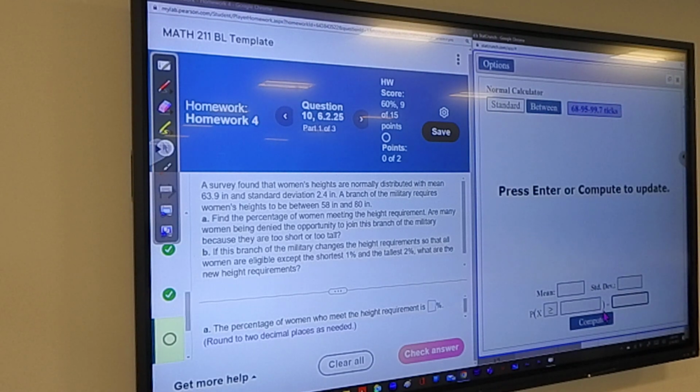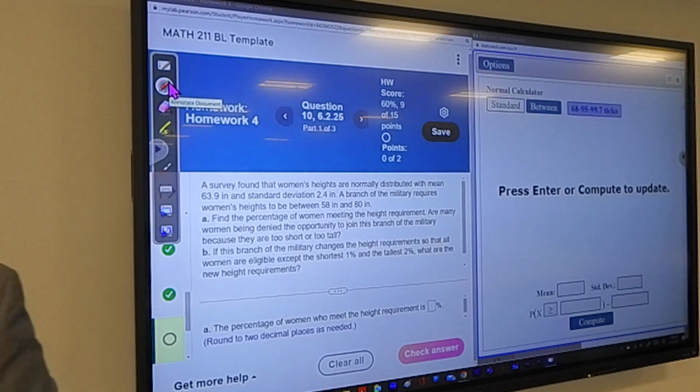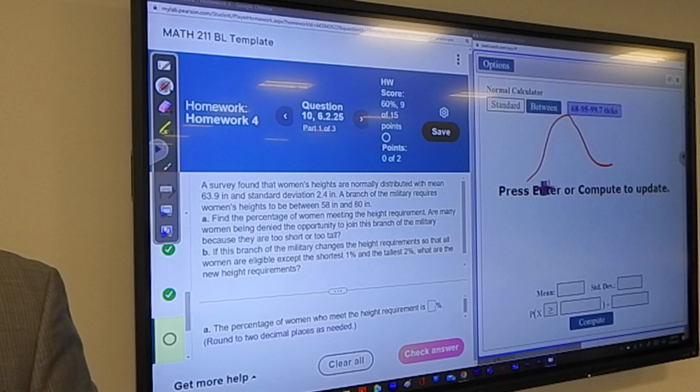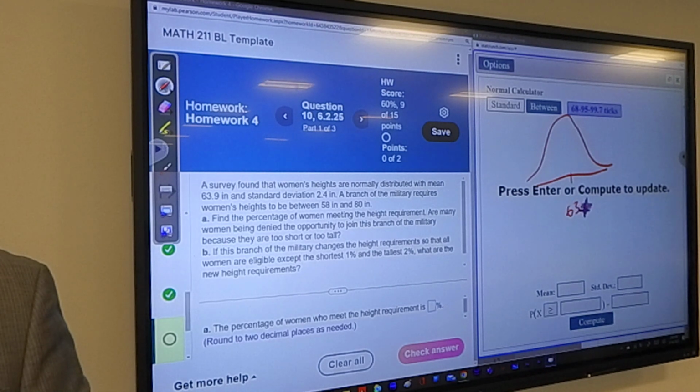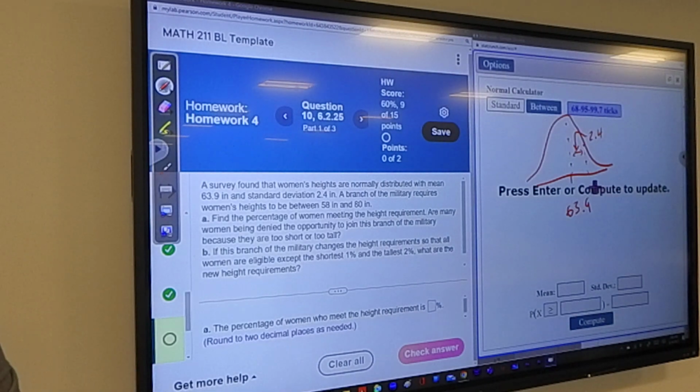So we have women's heights normally distributed. They've told us what the mean and standard deviation is. They say it's normally distributed, so here's my normal curve. The mean is 63.9 and the standard deviation 2.4. So that means that this distance is 2.4. And it says that some branch of the military requires women's heights to be between 58 and 80.